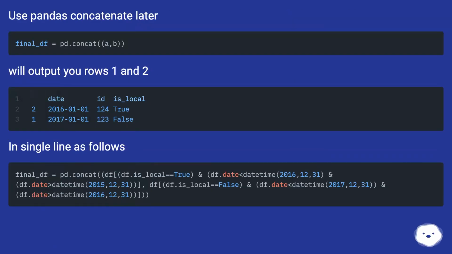Use Pandas concatenate later. It will output rows 1 and 2 in a single line as follows.